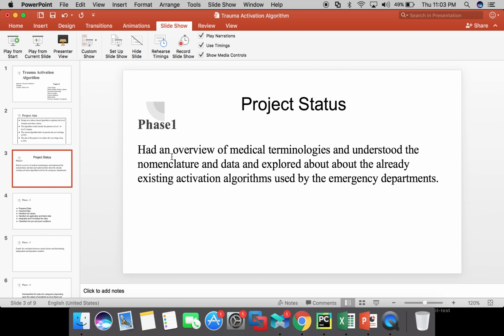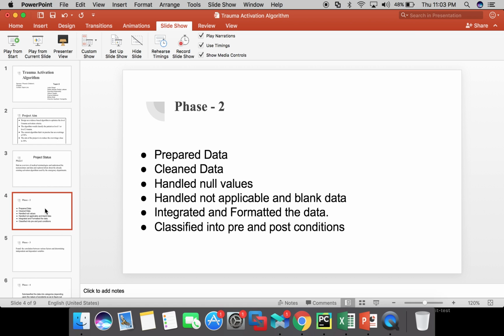In phase 1, we're mainly learning about the medical jargon and trying to understand all of the different acronyms in the data, and also going through the existing algorithms. In phase 2, we're going to look at all of the different data, preparing it, cleaning it, getting rid of nulls and duplicates, and then splitting it up into pre and post conditions.